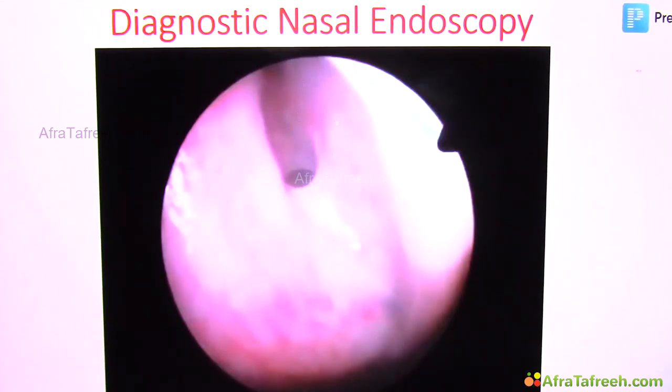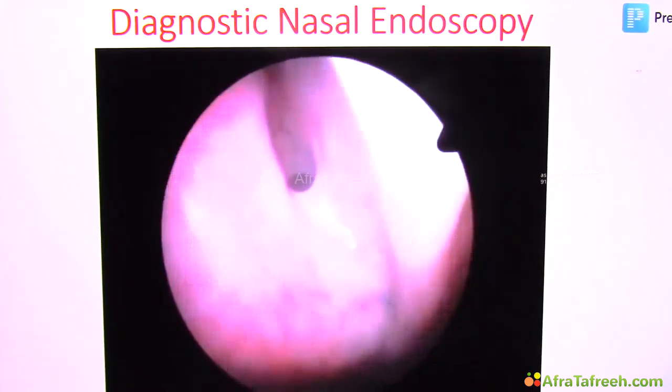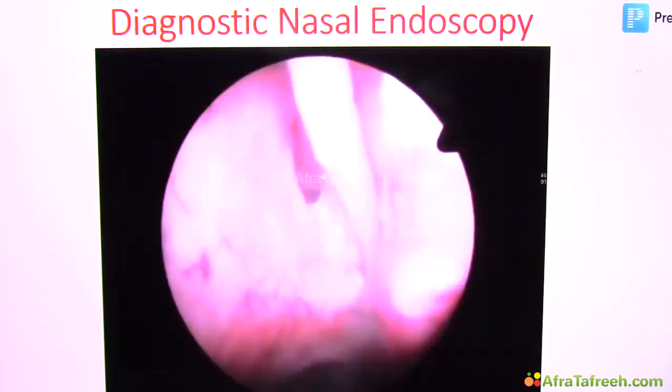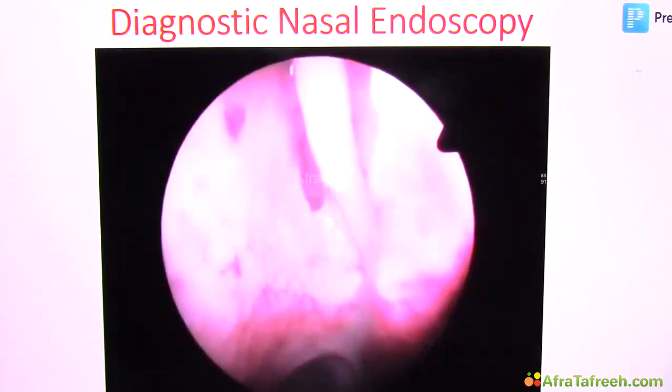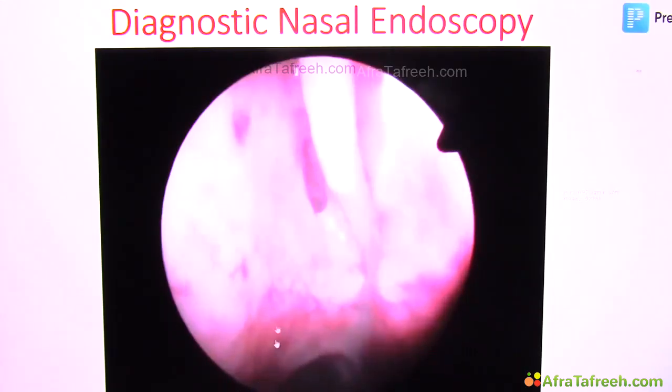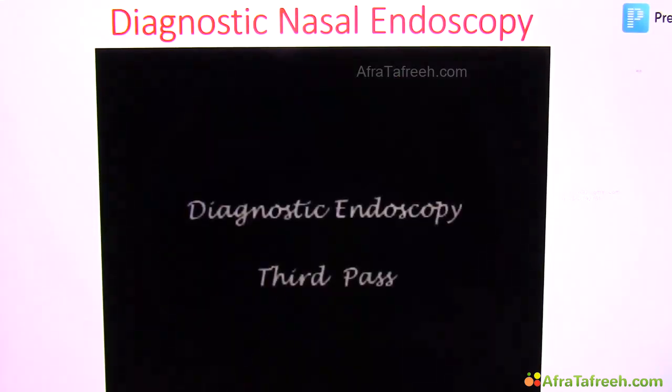This place over here is known as the sphenoethmoidal recess above the superior turbinate. Right on the lateral wall above the superior turbinate we have the sphenoethmoidal recess, and now we are coming back. You can see the sphenoid sinus ostium, that is the superior turbinate. This is the septum, this is the middle turbinate. So in the second pass we see the sphenoid sinus ostium. Okay, so now let's come to the third part.